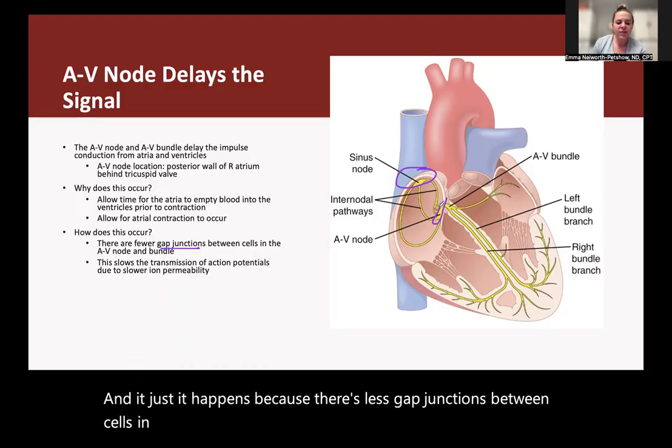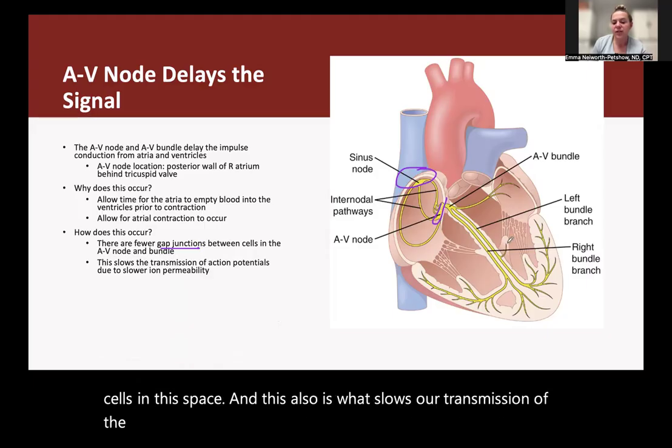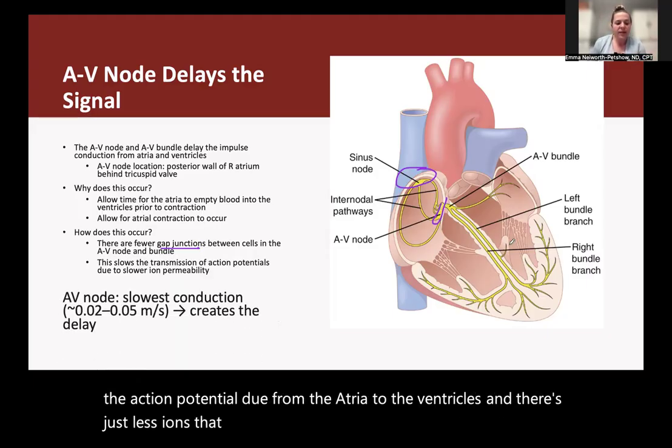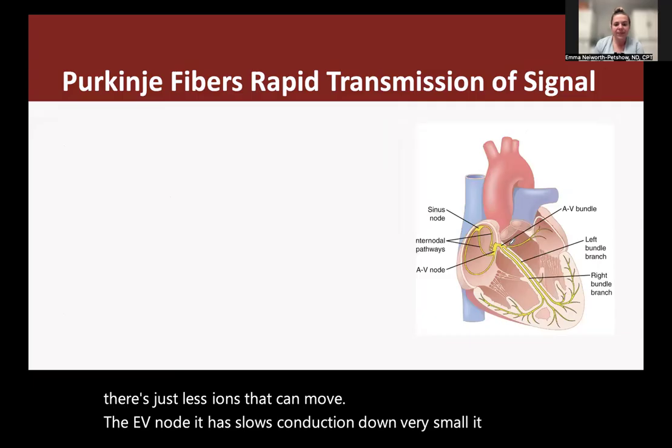This is also what slows our transmission of the action potential from the atria to the ventricles, and there are just fewer ions that can move. The AV node slows conduction down; the fibers are very small. It creates a small little delay.